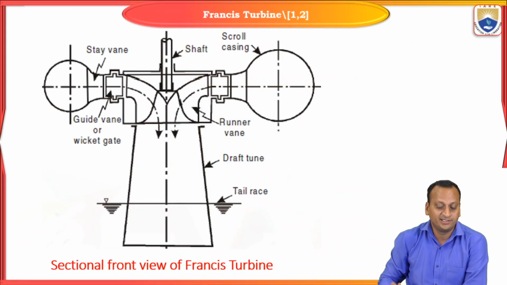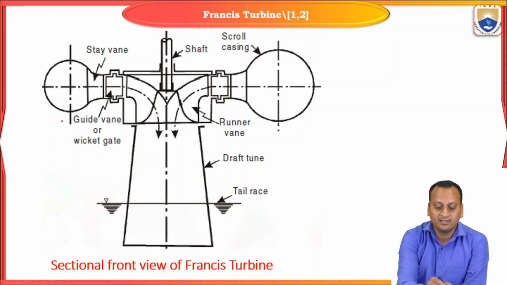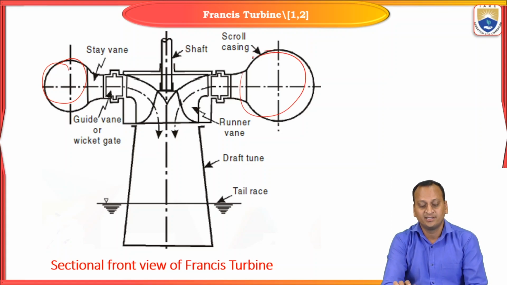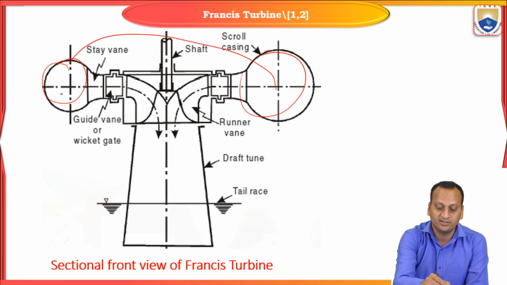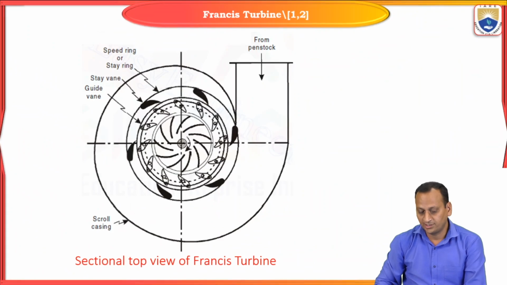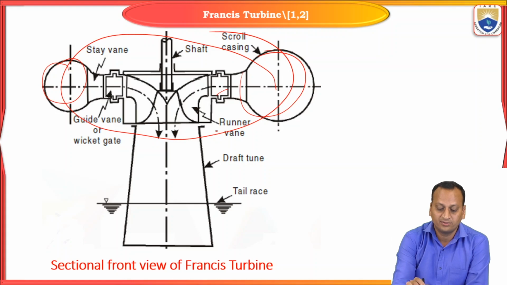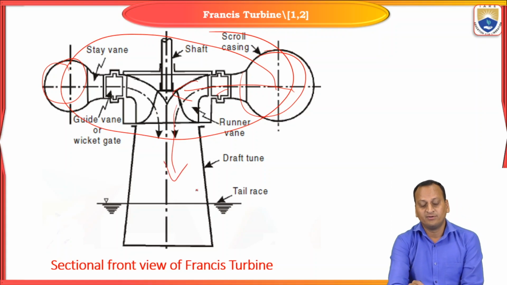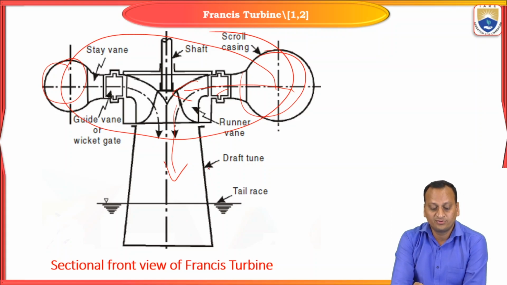In this diagram, this is a sectional front view. Here we can see again the wheel with a smaller diameter if you compare with this diameter, which means the scroll casing has a gradually decreasing cross sectional area. The water will be flowing in the circular direction. After passing through that, there will be a guide vane, stay vane. After that, it enters a runner vane. The water comes in this direction, and after working on that, it will be leaving in the axial direction. Therefore, it's a mixed flow type of turbine.